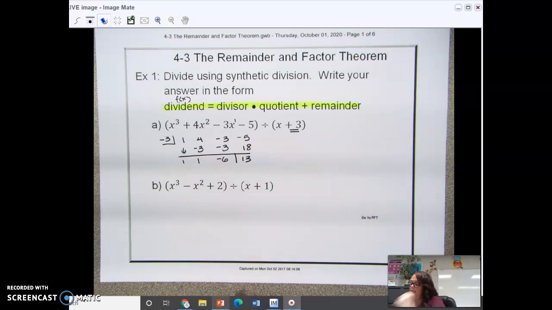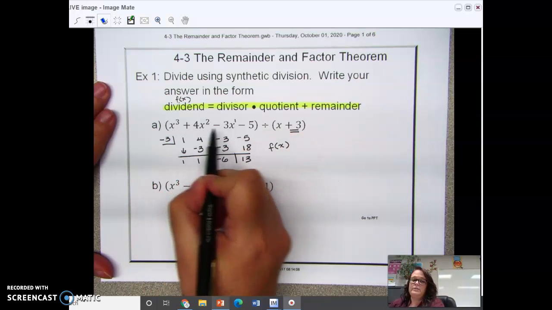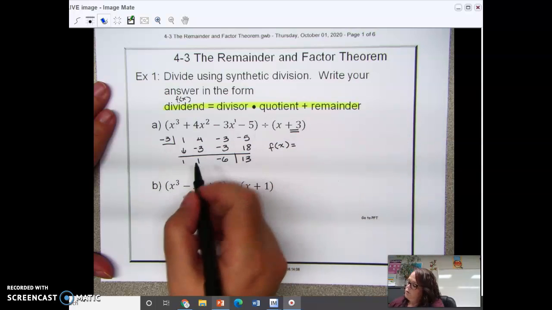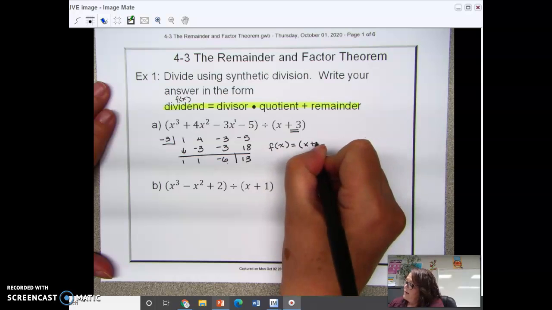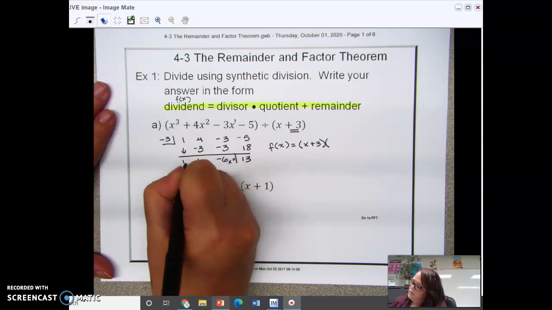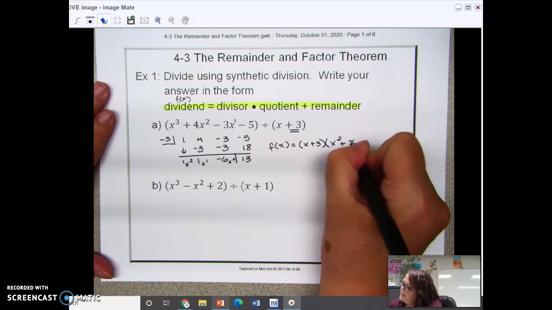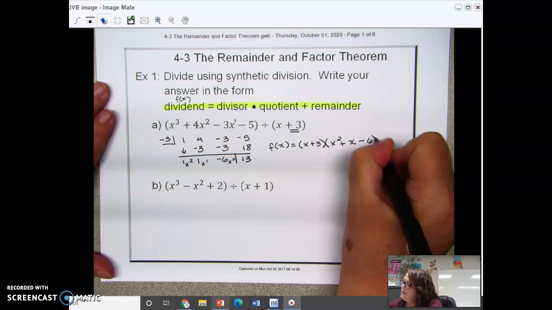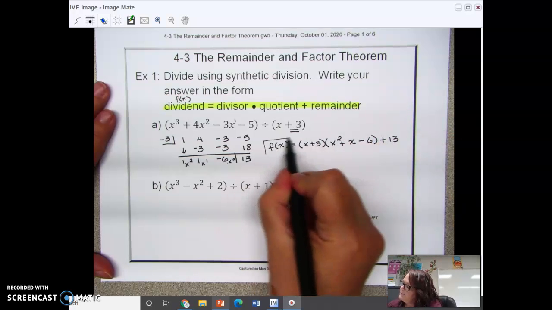So when I rewrite this, I can say that this is the function, meaning x cubed plus 4x squared minus 3x minus 5. The function is equal to the divisor, we did that first, right? So the divisor times the quotient, so this is x to the 0, x to the first, and x to the second. So we get x squared plus 1x minus 6, and then x to the 0 is just 1, so 6 times 1 is 6. And then we would say plus the remainder, which is 13.